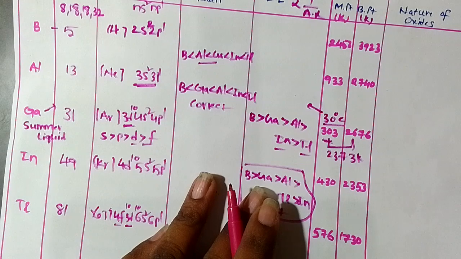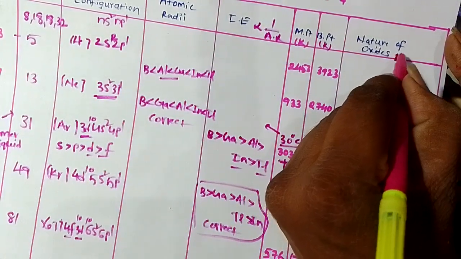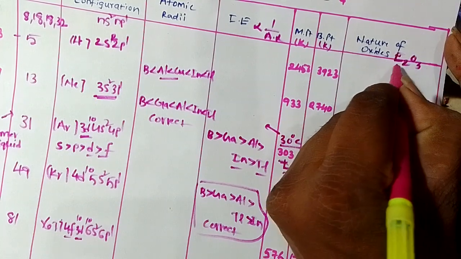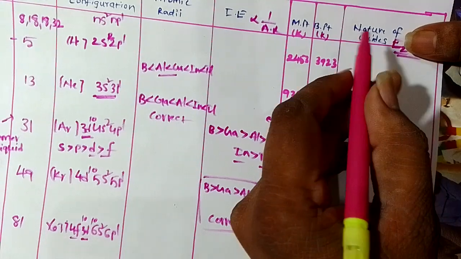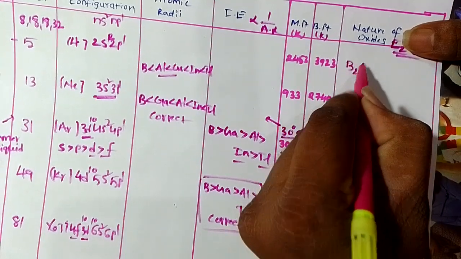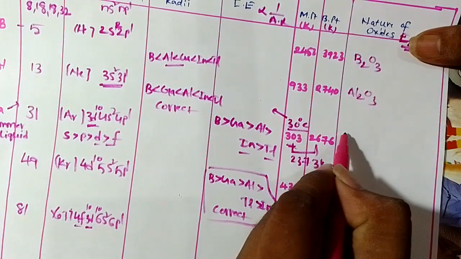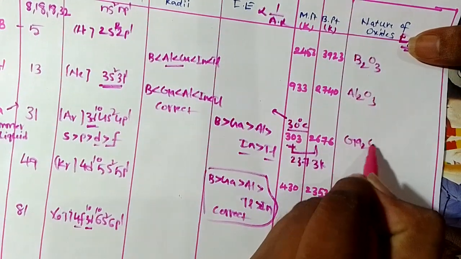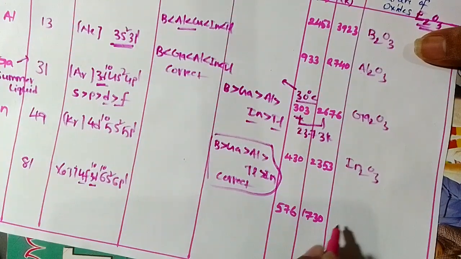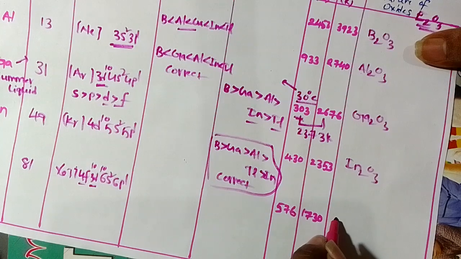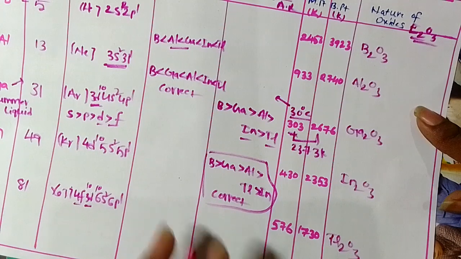Now coming to the nature of oxides. Third group elements can form E2O3 type oxides. So boron can form B2O3, aluminum can form Al2O3, gallium can form Ga2O3, indium can form In2O3, and thallium can form Tl2O3 oxides.